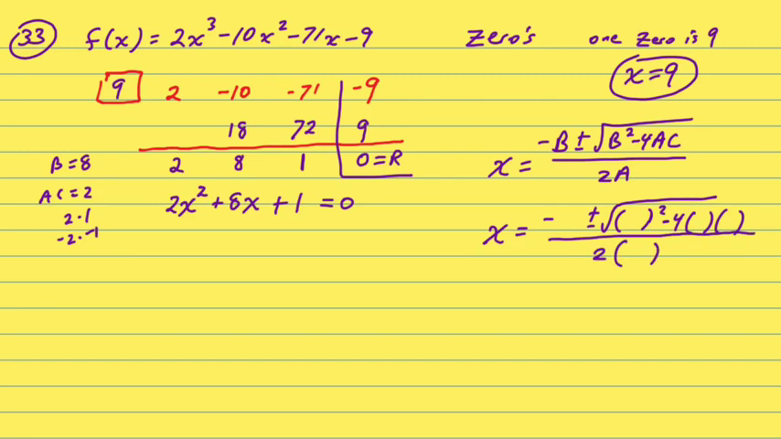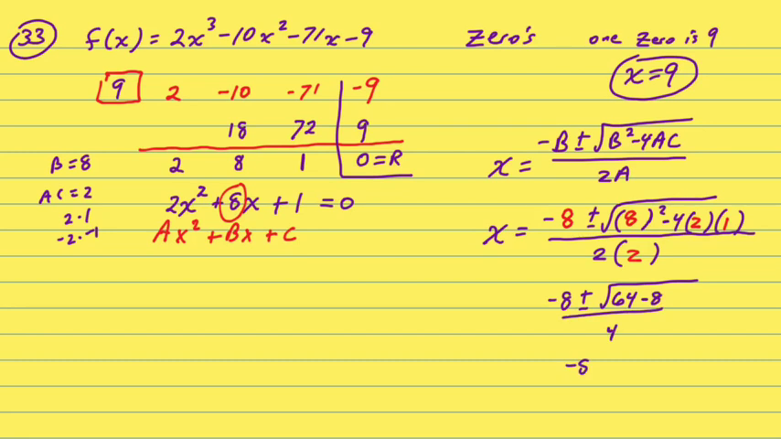Okay, what is b? B is 8. So I put an 8 wherever I see a b. What is a? 2. A is 2. So I put 2's where I see a's. And what is c? 1. So I put a 1 where I see a c. So this becomes negative 8 plus or minus square root of 8 squared, which is 64, minus 8, all divided by 4.